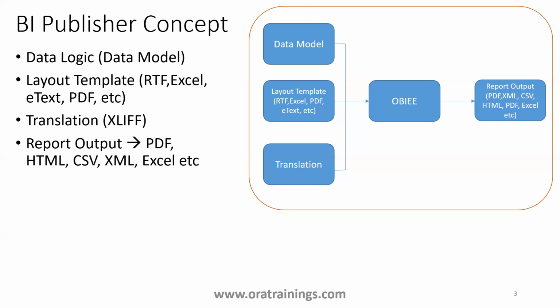So the data model is nothing but the data logic: the source from which you want to extract the data. The layout is all about what columns you want to have and what kind of template you want to go with. That is taken care of in the layout template. Translation is the translation of the column headers, that XLF logic. And the OBI engine is the main engine of Oracle BI Publisher, which takes these three inputs and generates the output in the desired format. This is the BI Publisher concept.